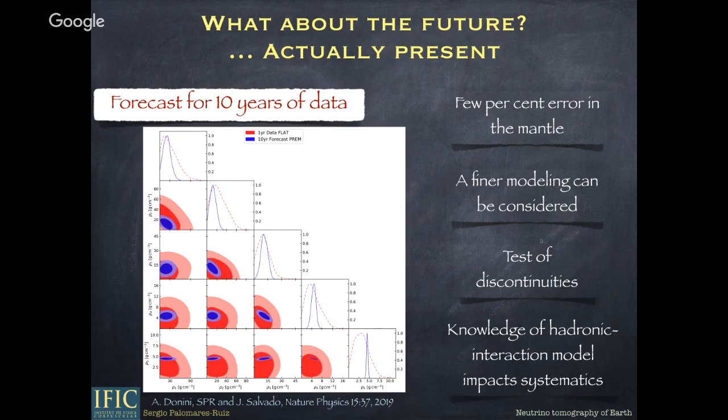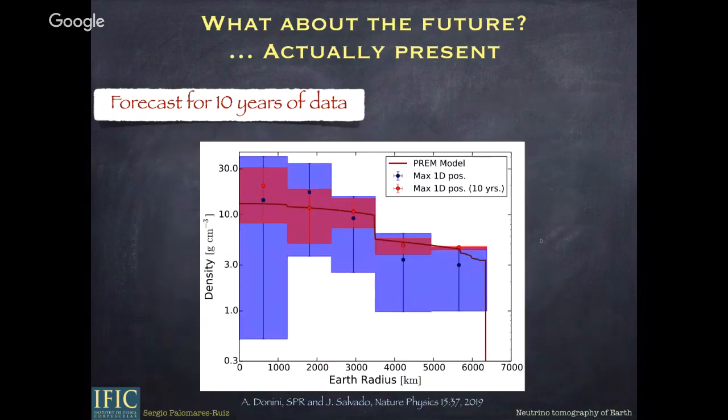And with all this, basically, I just showed you the forecast for 10 years. The blue is what I showed you with the actual data, and the red is the histogram with the 10-year forecast, and the improvements that we can get. As you see here, the mantle density can be determined with a few percent.